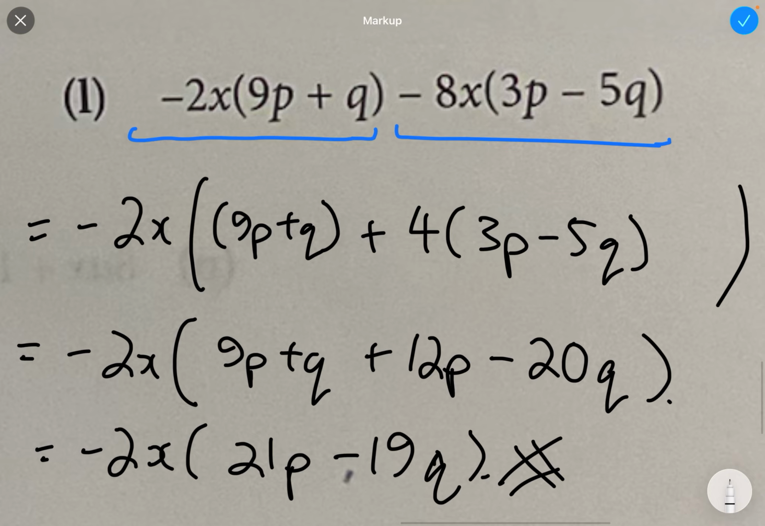Okay? Then after that, I must simplify what is inside the bracket. So 9p plus q. Then when I multiply 4 to this bracket, 4 times 3p becomes 12p. 4 times negative 5q becomes minus 20q. Then simplify further. 9p plus 12p, 21p. Q minus 20q, so minus 19q. Outside is minus 2x, no change.